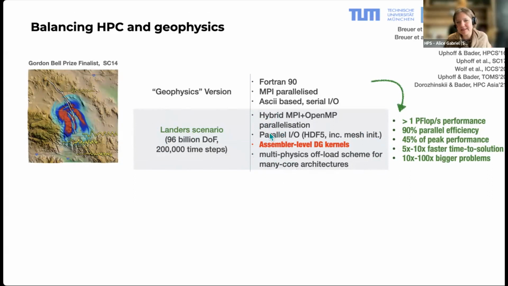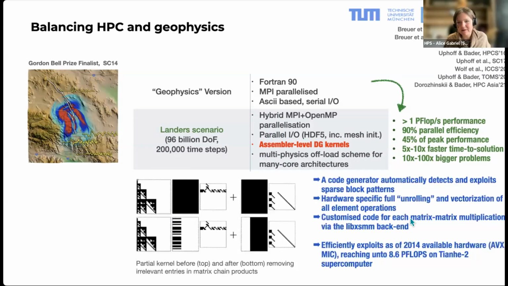Maybe the most important is these assembler level DG kernels. So that basically means that we are, as I said before, taking over the job of the compiler and have our own generated code that automatically detects and exploits sparse block patterns. So that means we're looking into how each operation looks in terms of matrix-matrix multiplications within SeisSol. We're looking at whether these are sparse-sparse or sparse-dense, if there are lots of meaningful numbers in our matrices, or if it's mostly adding up to 0.